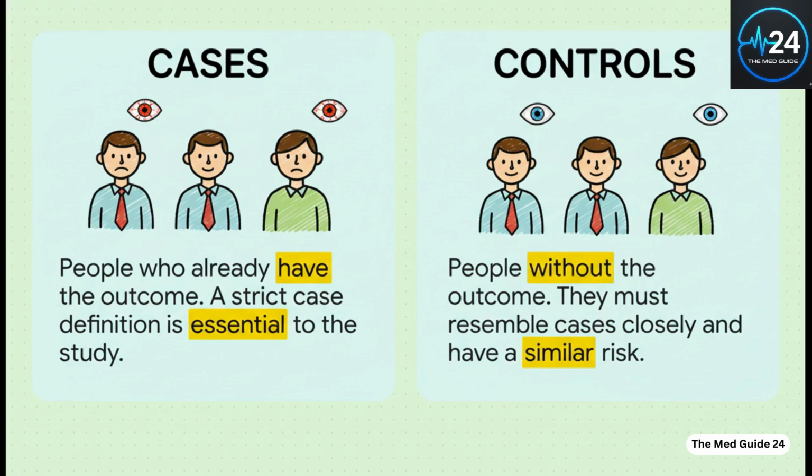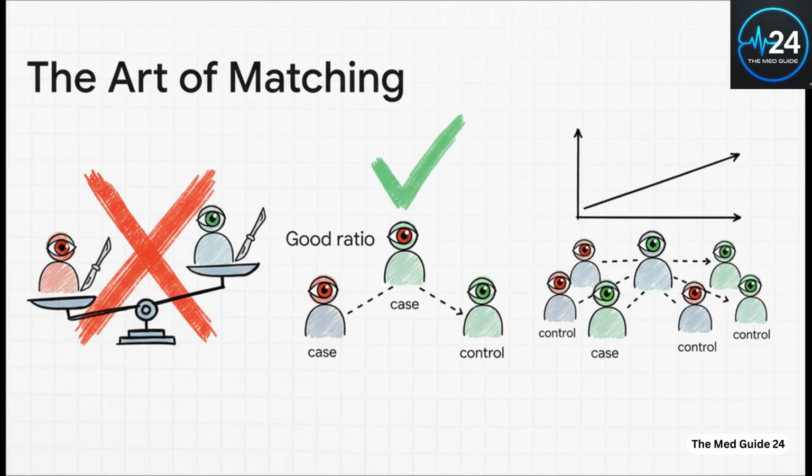Then you have the controls, and this part is just as important. They need to be as similar to the cases as possible. Same age range, same gender balance, maybe even operated on around the same time. But they didn't get sick. They also had to have a similar risk, which means we probably pick other patients who had similar eye surgeries, not someone who came in with an unrelated injury. This process of picking controls is called matching, and it's a real balancing act.